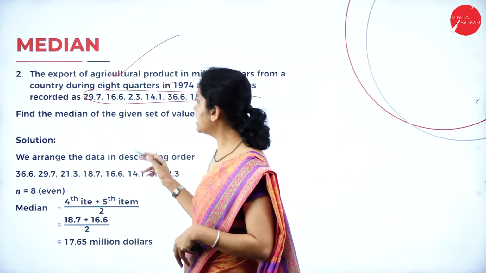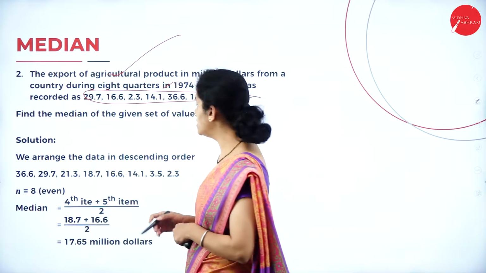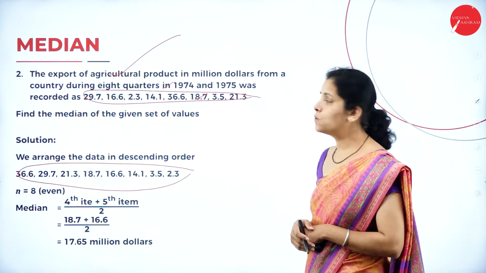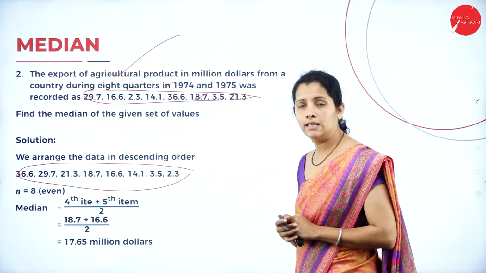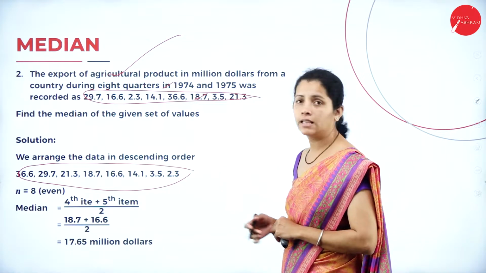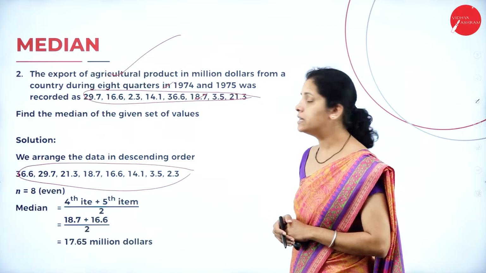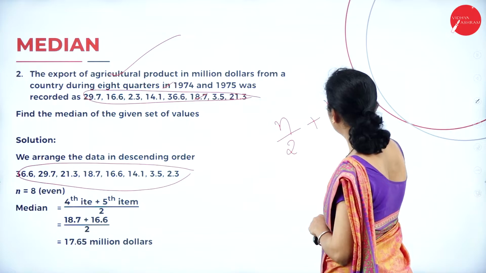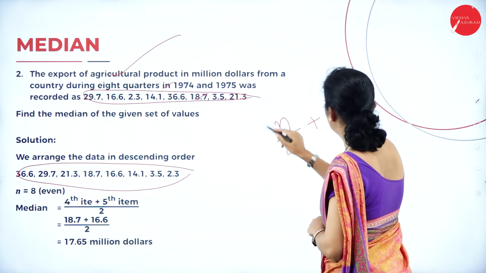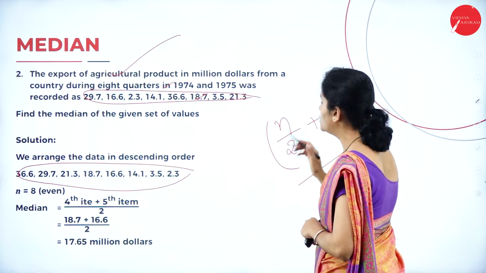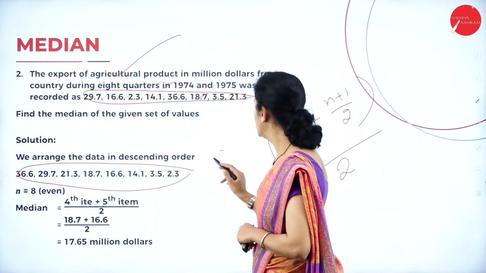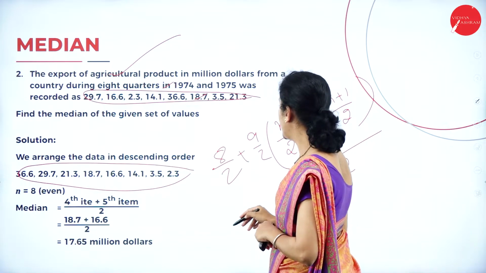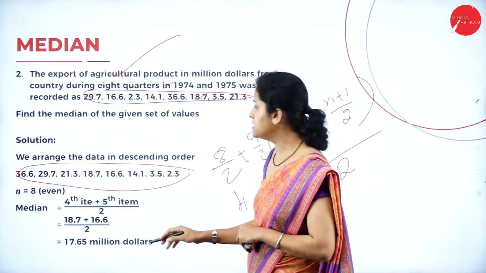So dear student, if I consider this example, I aligned all the data in descending order. And what is n here? n is nothing but 8. So 8 is an even number. If it is an even number, what is the formula? (n/2 + (n+1)/2)/2. So n is 8: 8/2 plus 9/2. So 8/2 is 4. So what is present at location 4?